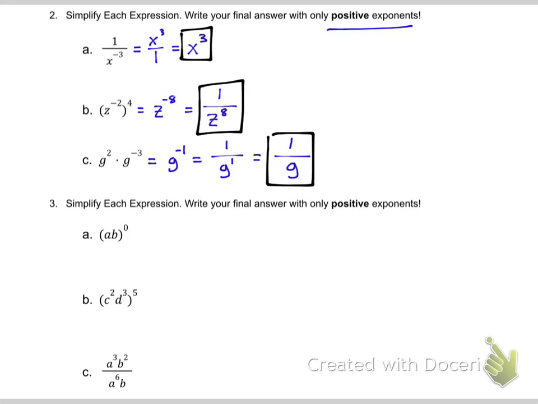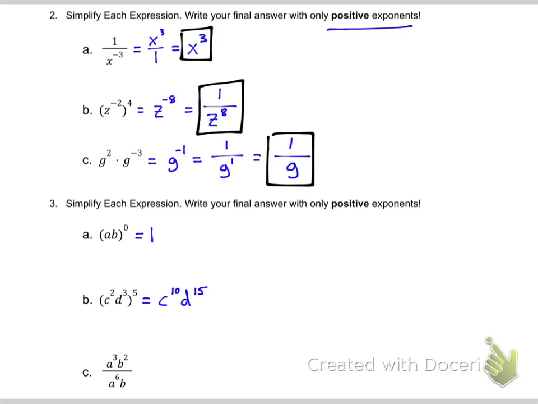Again, for question 3, we're going to simplify each expression and write only positive exponents. So a times b to the 0, well, anything to the 0 power is 1. For part b, if you want to write it out, c squared d to the 3rd, out 5 times, you'll see it's really c squared to the 5th and d cubed to the 5th. So we multiply because it's a power to an exponent. We get c to the 10th and d to the 15th.